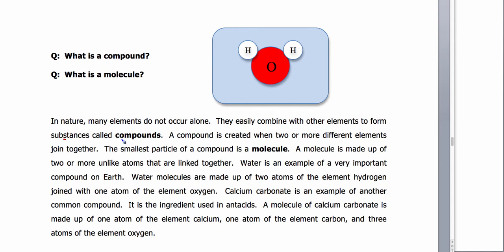So let's just circle this word compounds. This is a key word. It's an important word, compounds. And let's just also circle substances. And let's circle this in red. Okay? So a compound is created when two or more different elements, keyword there being different elements, join together. And what we're actually talking about here is two or more different atoms.